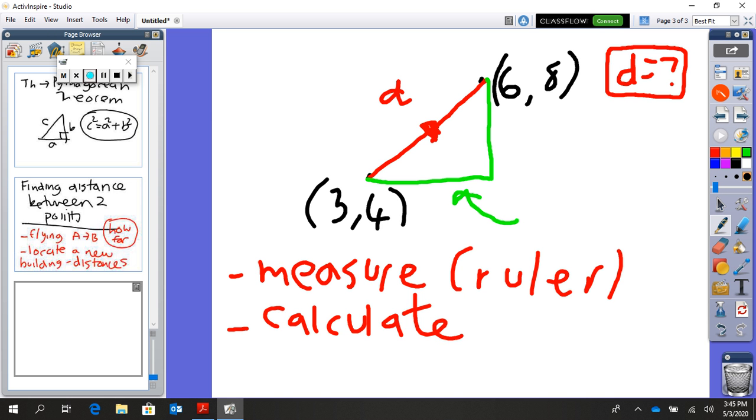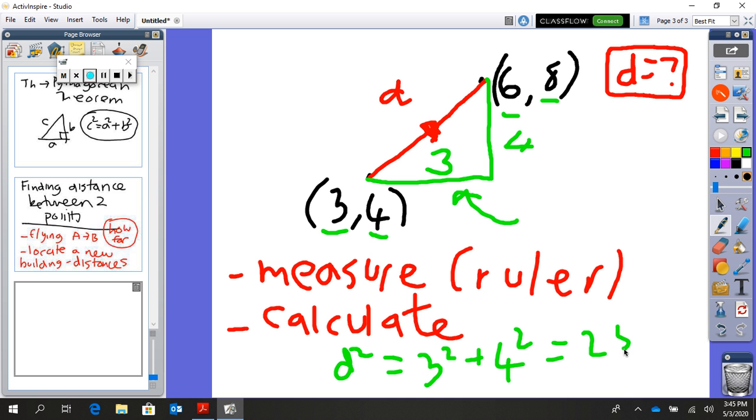And what is this distance here? Well, the x-coordinate here is 6, the x-coordinate here is 3, so that means this distance is going to be 3 units. The y-coordinate is 8, the y-coordinate is 4, so that distance is going to be 4 units. And now we can just use Pythagoras' theorem. D squared is going to be 3 squared plus 4 squared, which is 25. So obviously D is going to be 5.